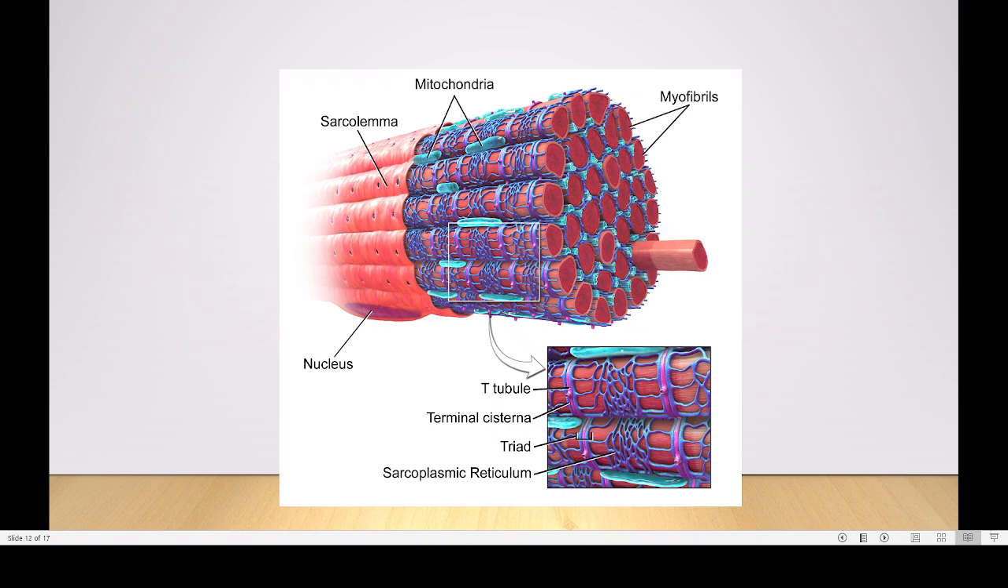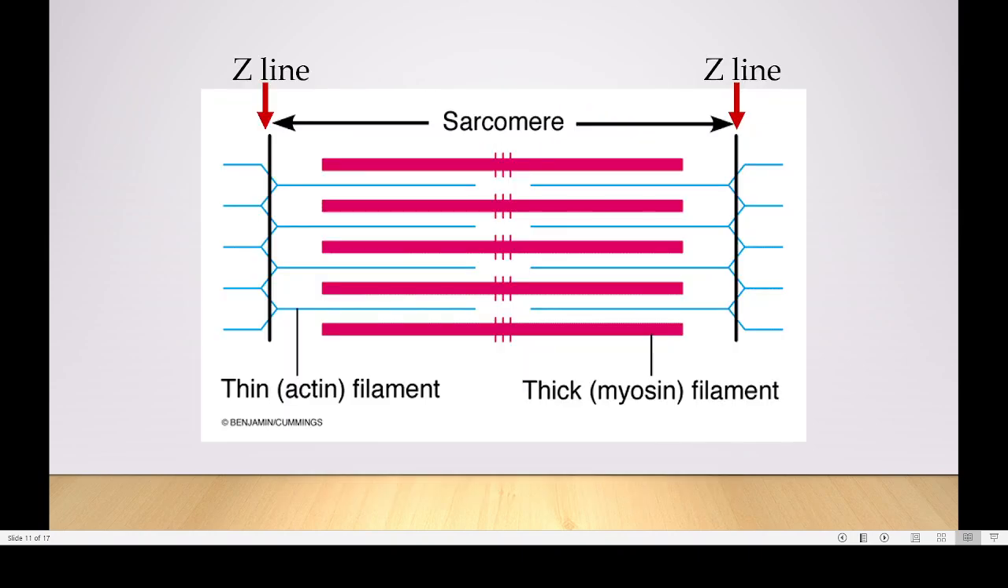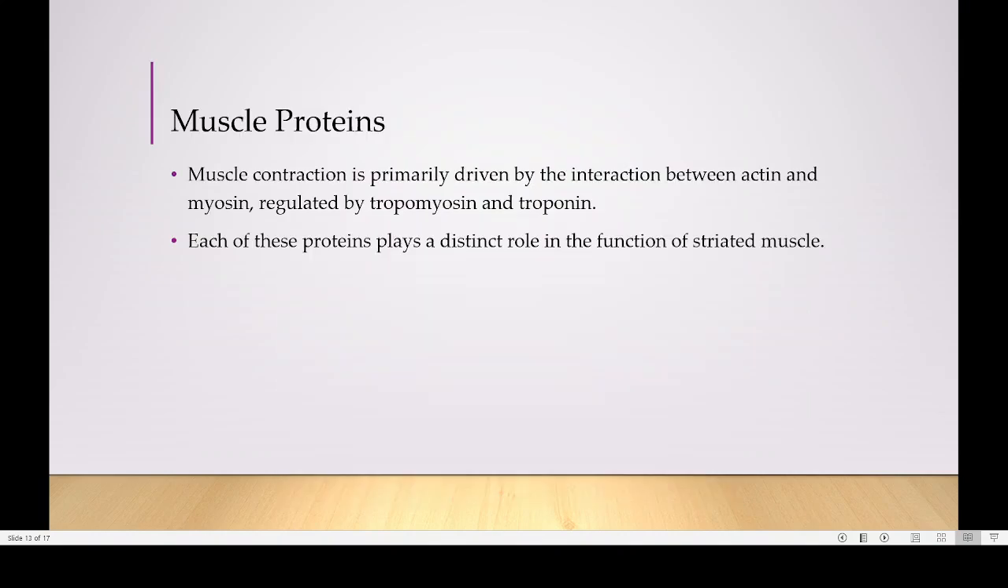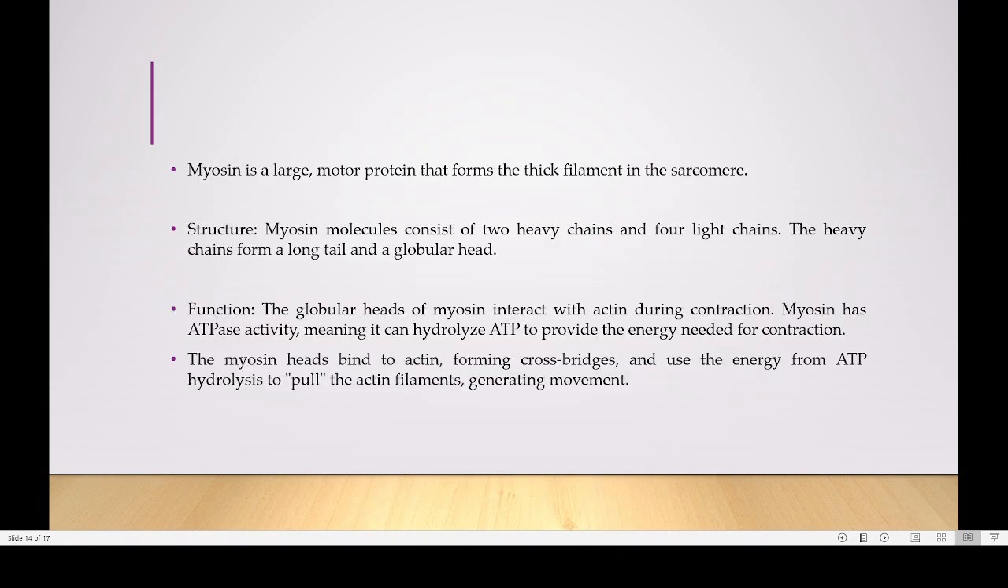Here you can see that there are two different types of protein. They are known as actin protein, a thin protein. Another is a thick protein known by the name myosin protein. Each of these proteins plays a distinctive role in the function of a striated muscle. Now myosin is a large motor protein that forms the thick filament in the sarcomere.